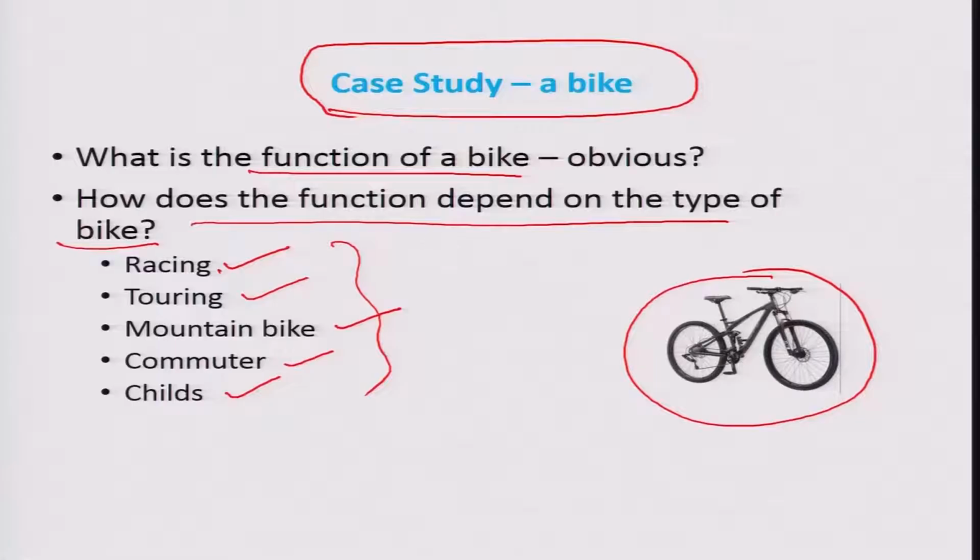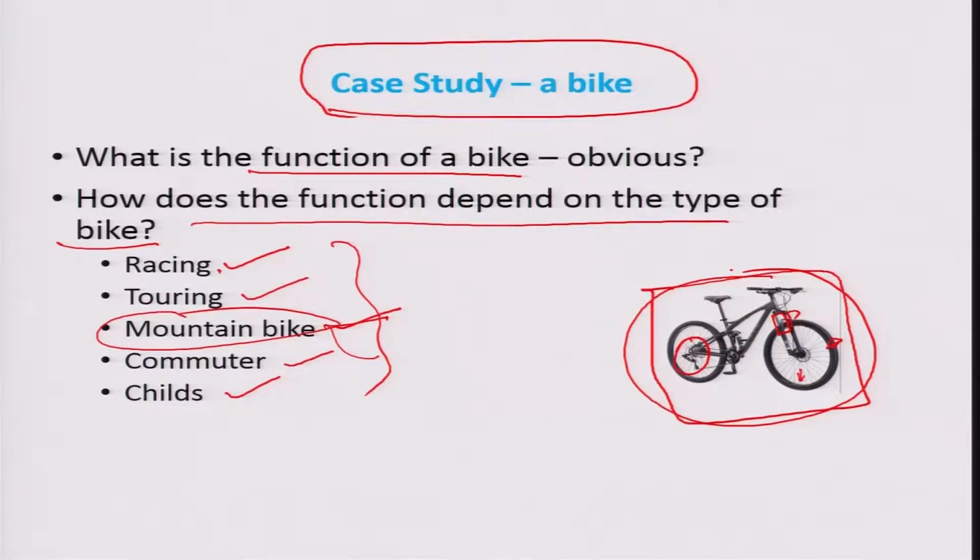Suppose you are going to make a mountain bike. You will have to design accordingly, because in a mountain bike there should, for example, be a shock absorber here, a thicker tire, and thicker spokes so that the strength will be high, and a gear system should be there. These kinds of things matter in a mountain bike.